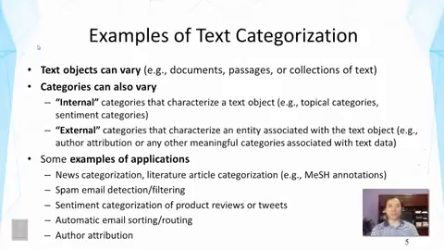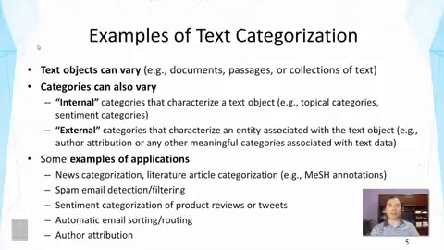Here are some specific examples of applications. News categorization is very common. It has been studied a lot. News agencies would like to assign predefined categories to categorize news generated every day. And literature article categorization is another important task. For example, in the biomedical domain, there's this MeSH annotations. MeSH stands for medical subject heading, and this is the ontology of terms to characterize content of literature articles in detail.